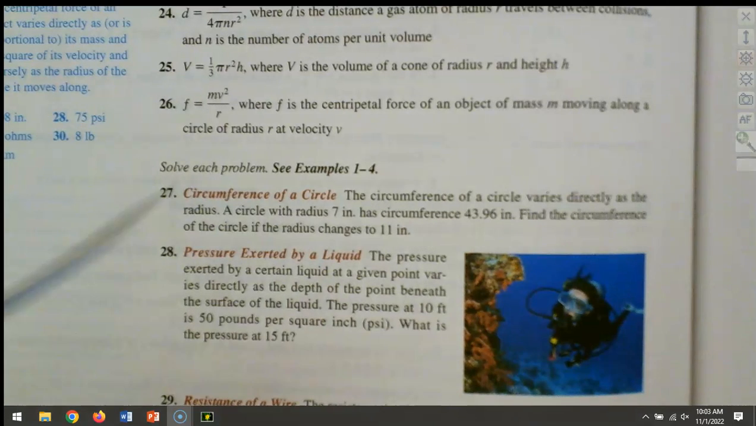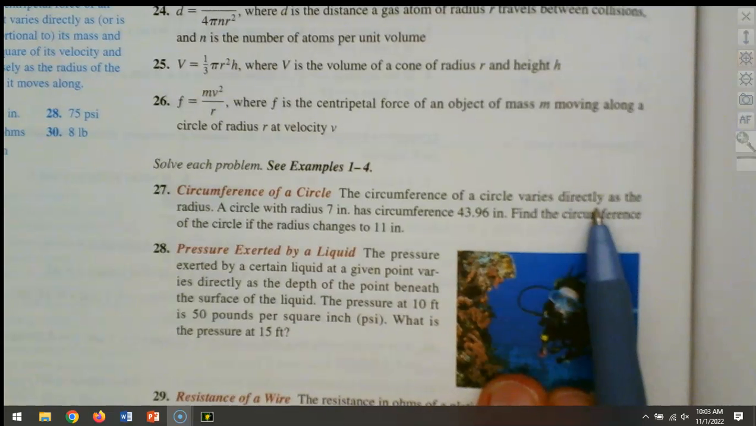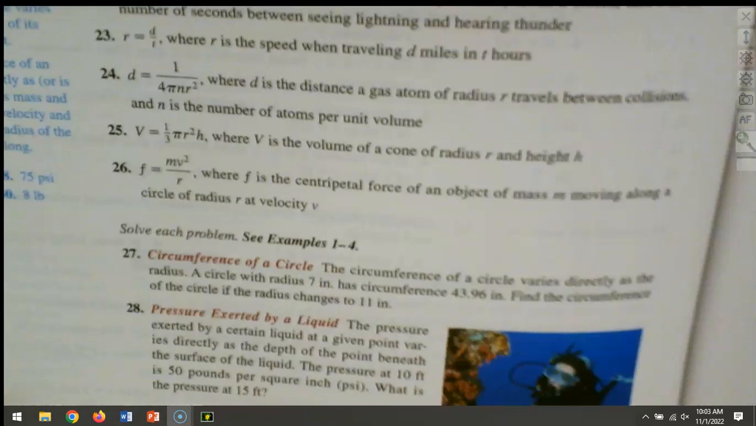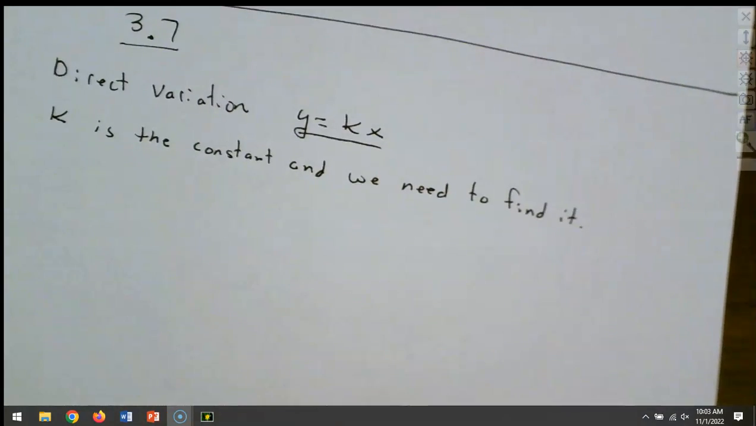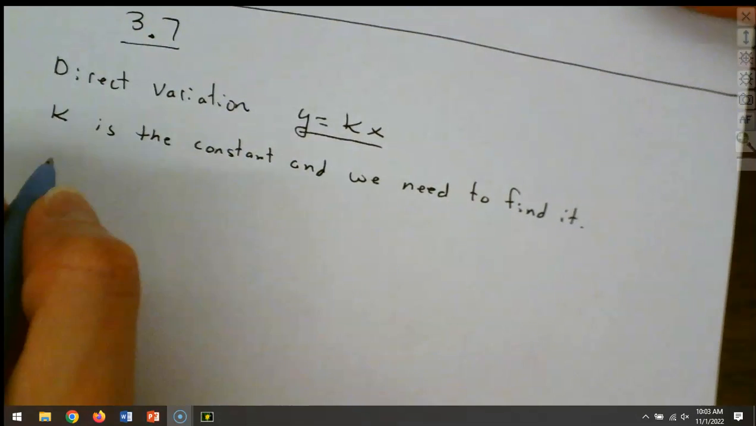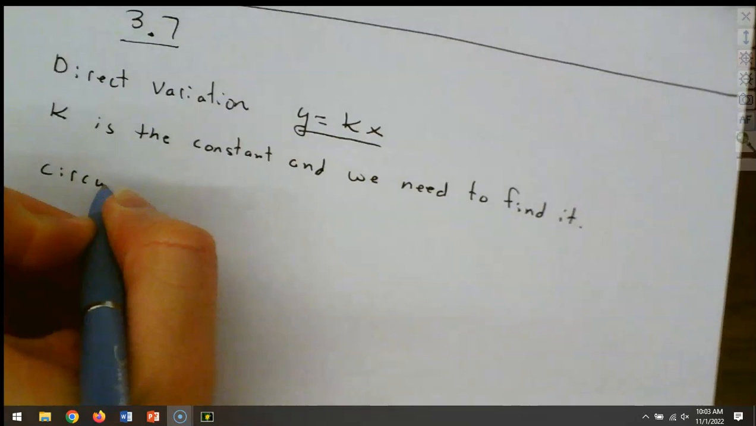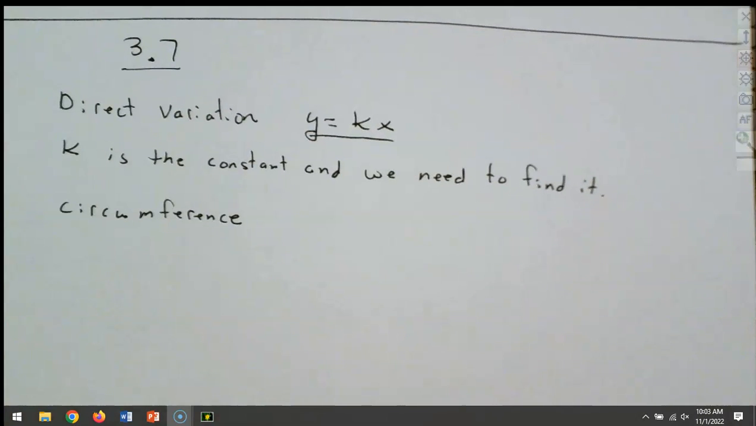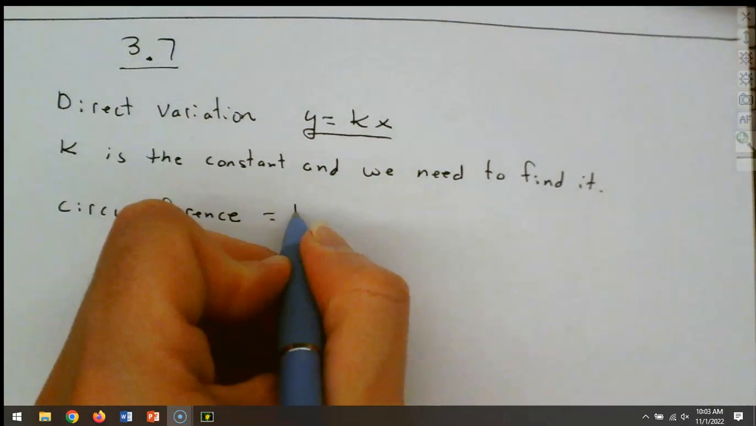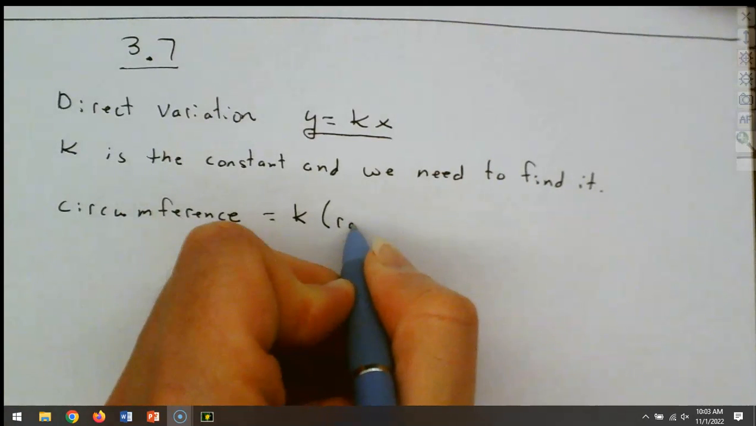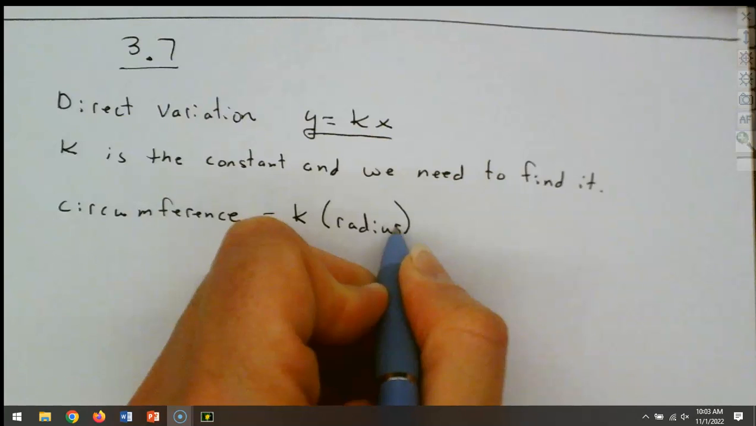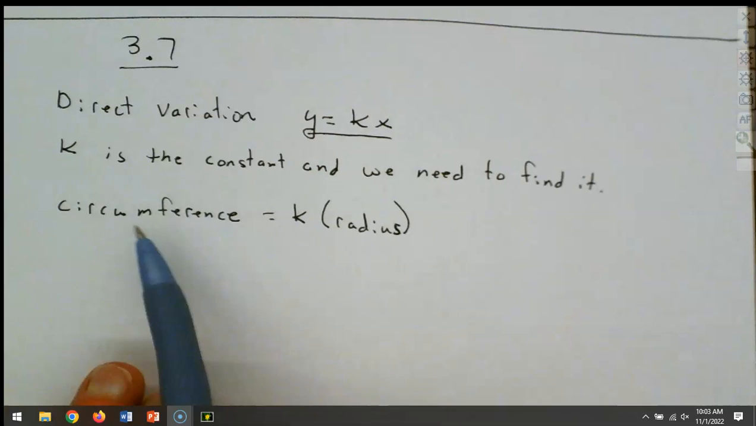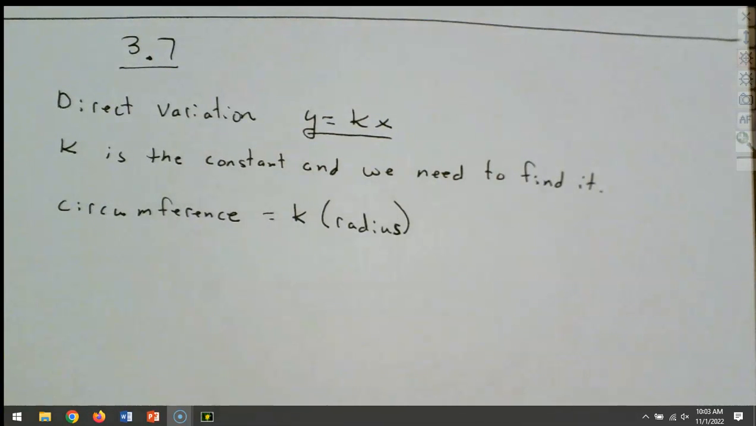Now, the key words here are varies directly. And what do we have? Circumference, and we have the radius. So we're going to set up our equation to look like this. The first part we get is the circumference. And the circumference here is going to equal k, which is our constant, times the radius. That's our formula. So the circumference varies directly to the radius. That's why the circumference is listed first. Radius is on the other side.